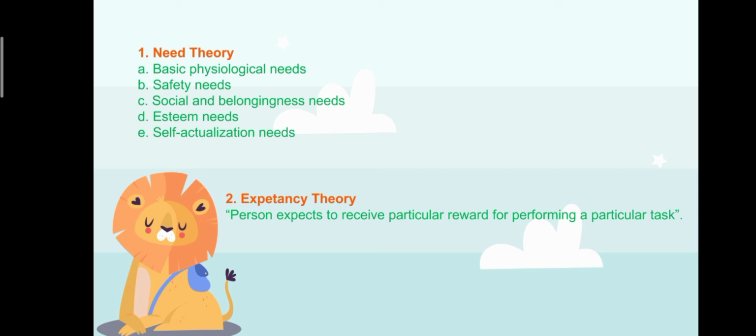The second is expectancy theory. The expectancy theory of motivation assumes that the level of motivation to perform a task depends on the belief one has about the reward structure for the task. In other words, motivation exists when a person expects to receive a particular reward for performing a particular task.